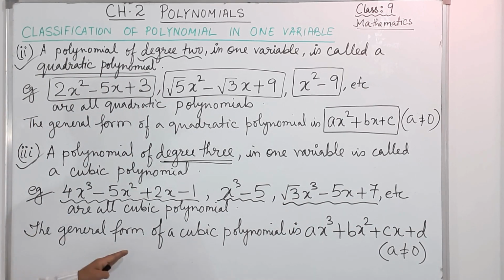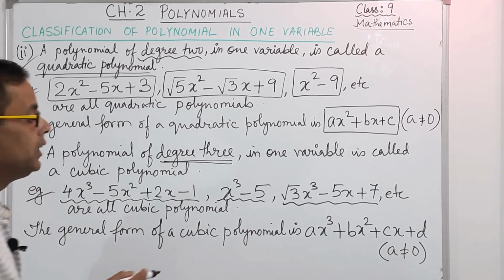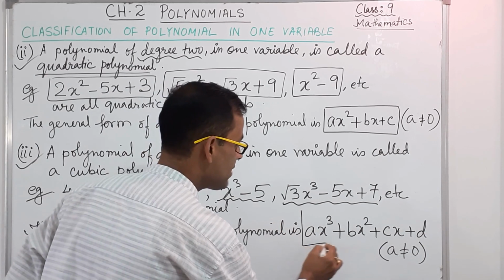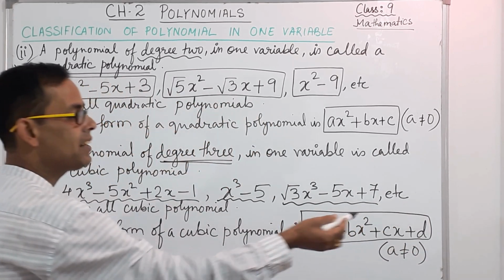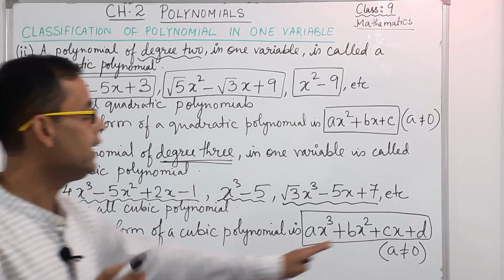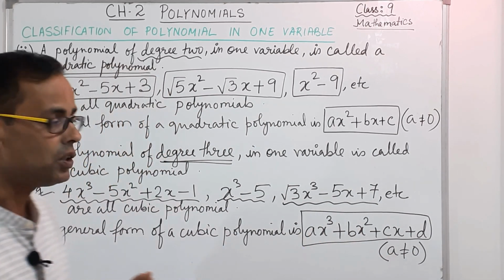And what is the general form? You must know the general form. General form is ax cube plus bx square plus cx plus d, provided a not equal to 0.